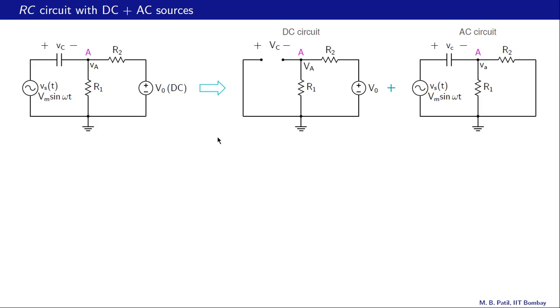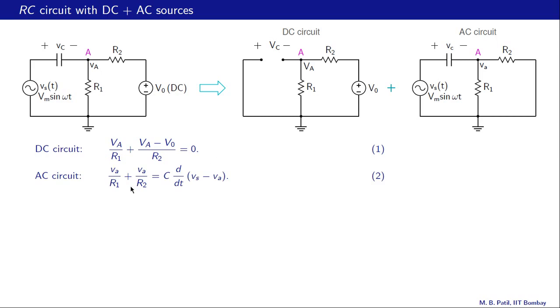So we have split the original circuit into a DC circuit and an AC circuit, and we know how to get these from the original circuit by systematically replacing each of the components. Now let us write equations for these two circuits, the DC and the AC circuits. For the DC circuit, we have VA over R1, that current, plus VA minus V0 by R2, that current, and they should add up to 0 because this is an open circuit. Remember, capital V sub capital A is a constant voltage.